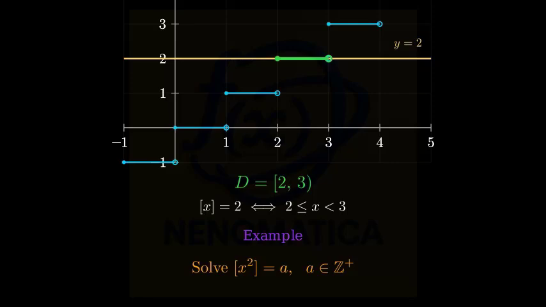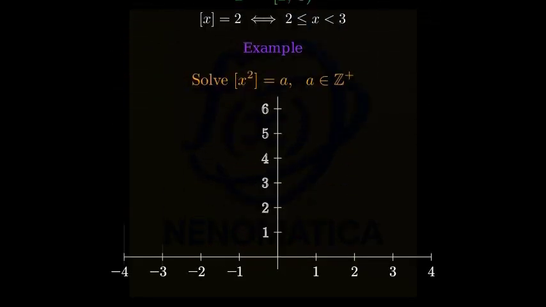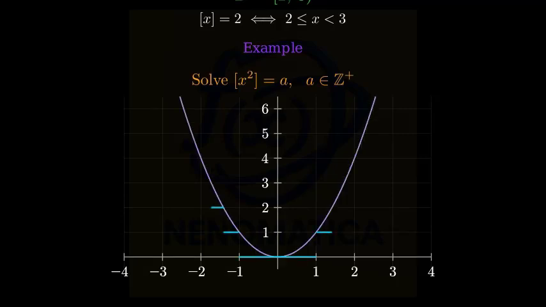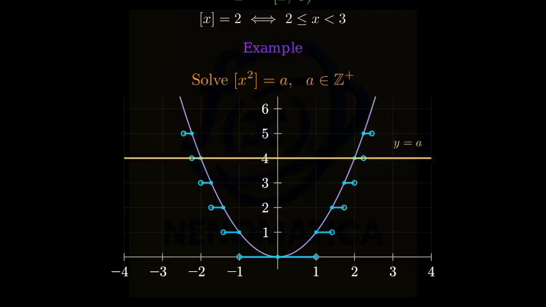Let's draw a new coordinate system. We'll sketch the parabola y equals x squared in a soft color, and then draw the step function y equals floor of x squared as horizontal pieces at each integer y level. Finally, we'll place a horizontal line, y equals a, to see where it intersects.